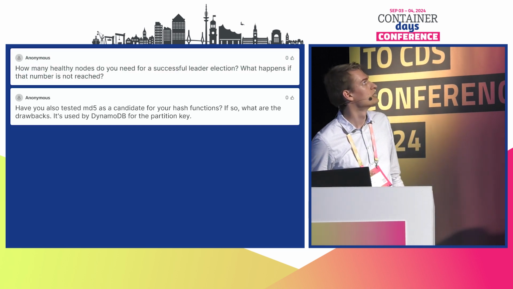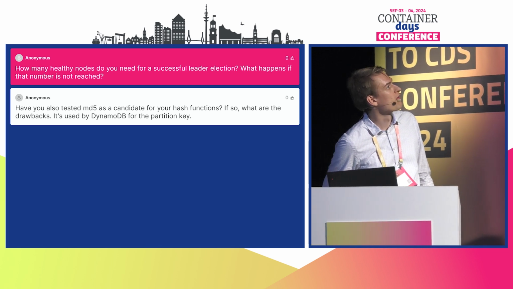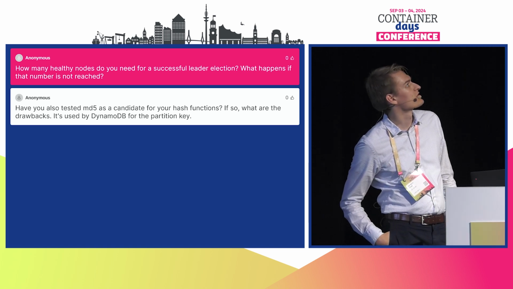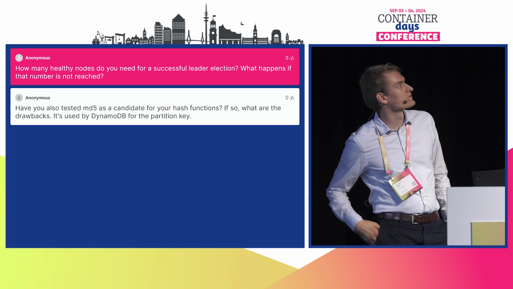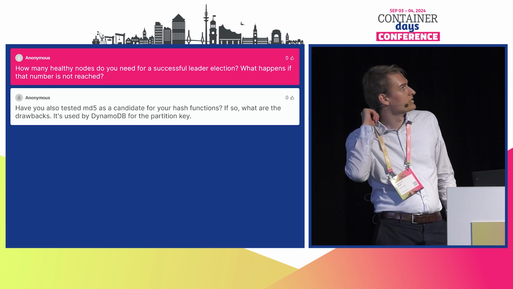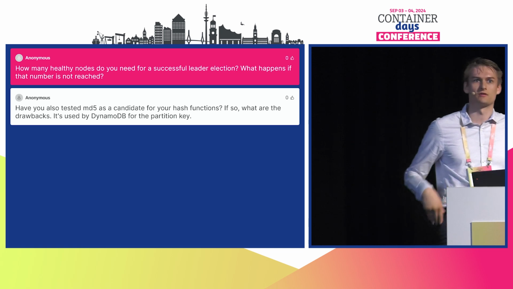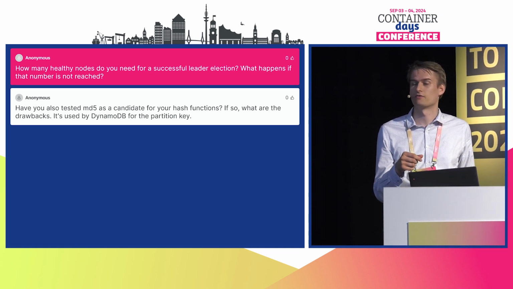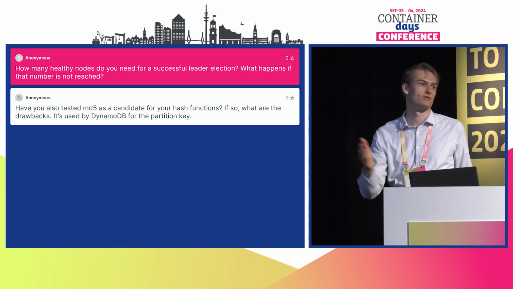Okay. The next question is, how many healthy nodes do you need for a successful leader election? What happens if that number is not reached? I mean, we are not doing leader election, but I can also try to answer these questions. Healthy nodes. I mean, nodes does not also have to do with leader election. I'm not quite getting the question. Is anyone in the crowd here that phrased this question and can clarify? It's all right. They can catch you after and chat to you. Catch me after, yeah.